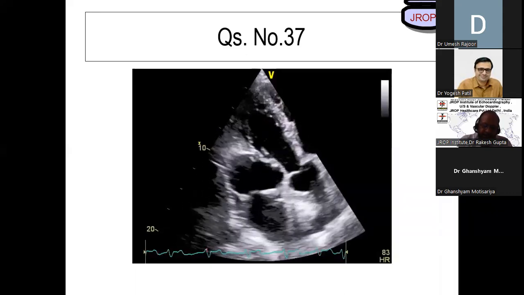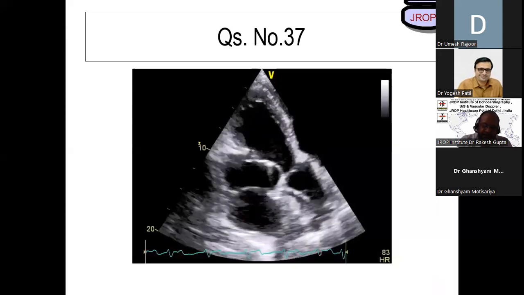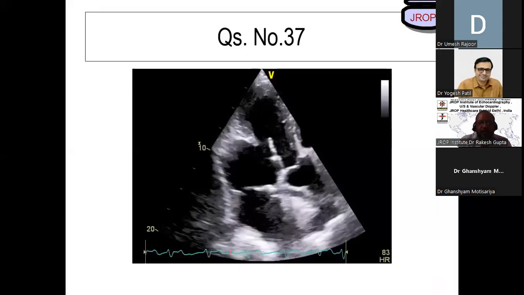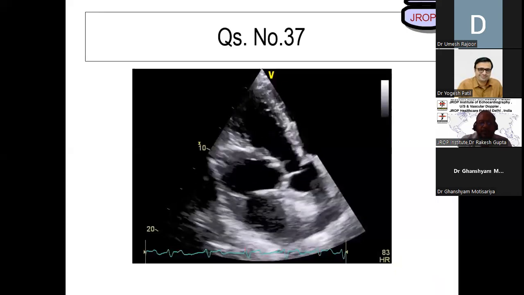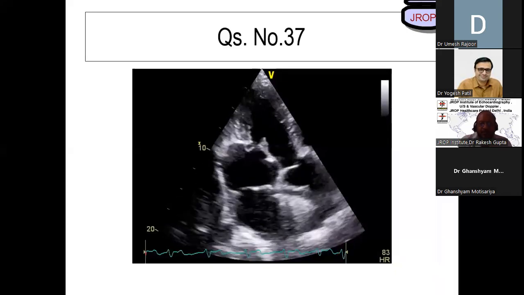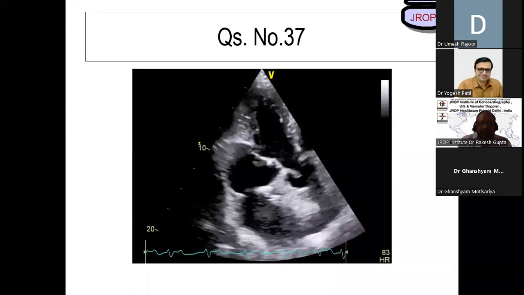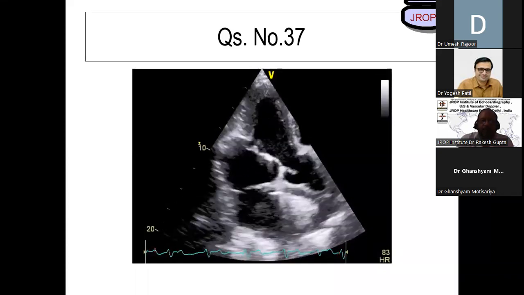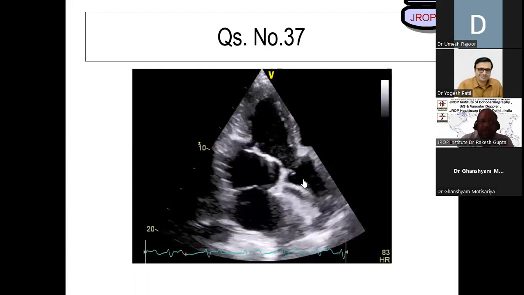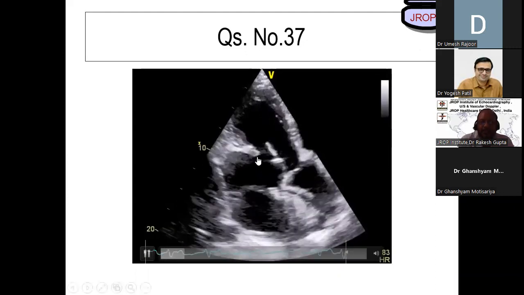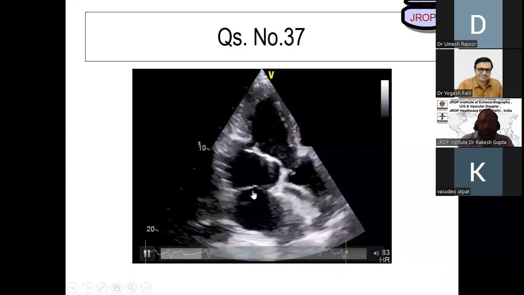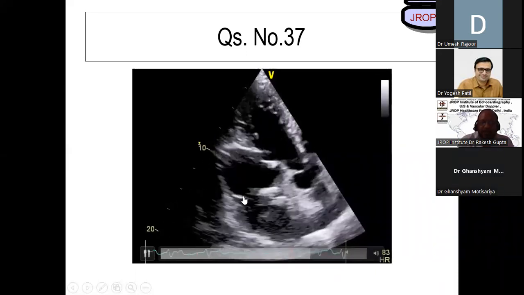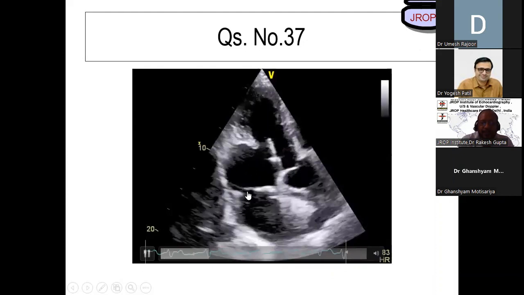Sir, it looks like a short axis view at the aorta, but the aorta is not seen. I don't know. This appears to be a left-modified three-chamber view. Okay. What is this valve? This is the aortic valve. This is the mitral valve. LV, LA. Something is seen over here, a membrane in the atrium.